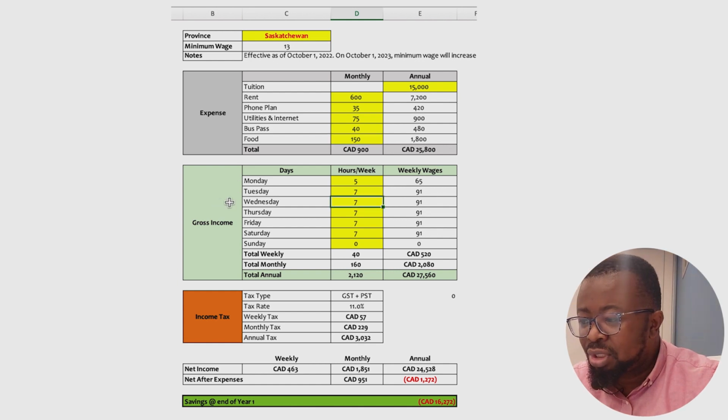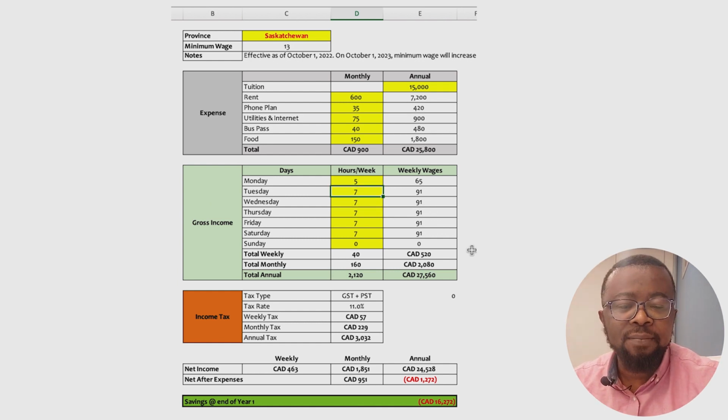Now, when you come to the gross income, the assumption that I'm making here is there are 24 hours in a day. I'm assuming that you want to be fully rested, so you will spend 6 hours at least sleeping. Then you will spend 2 hours at least commuting because you are possibly busing. You will spend 1 hour to bus to your work and 1 hour to bus back. That's 2 hours of busing in a day.